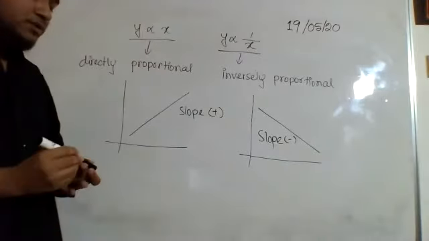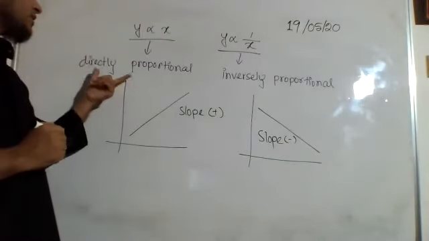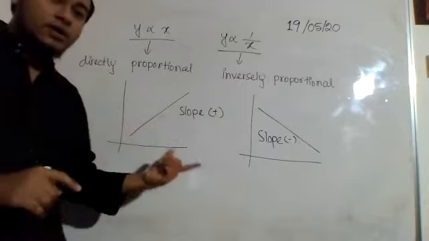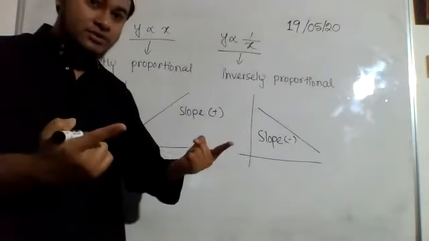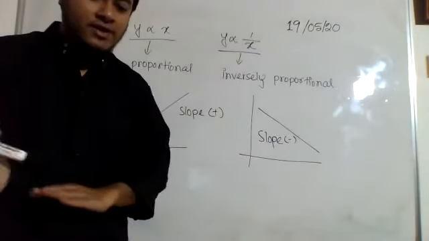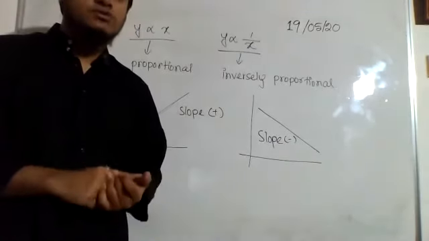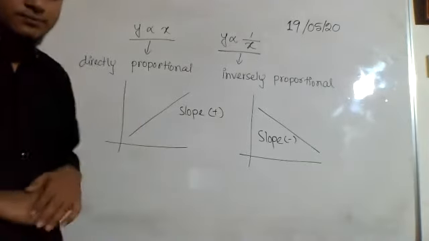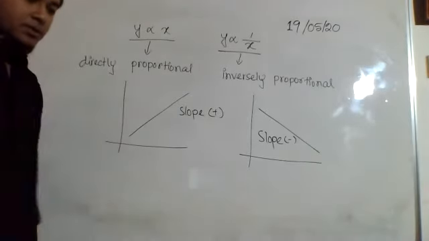Okay, so these are the two cases. Whenever I say directly proportional, you have to understand that both of them will increase. And if I say inversely proportional, you have to understand that if I increase one, the other one is going to decrease. Okay? Anybody has any doubt?